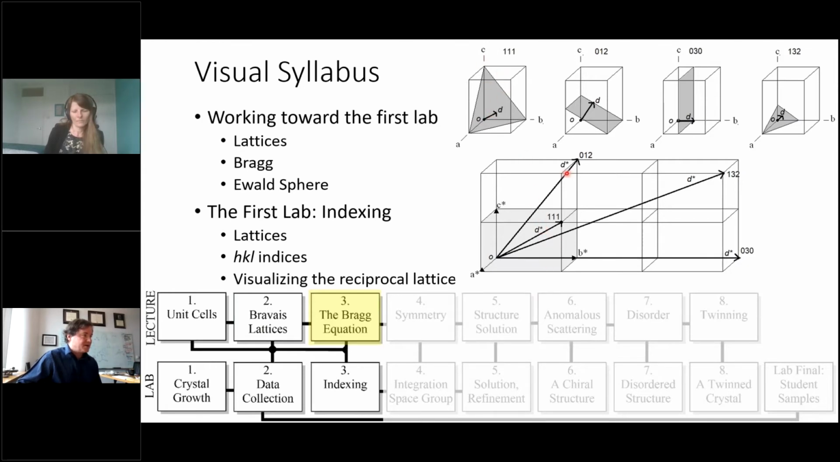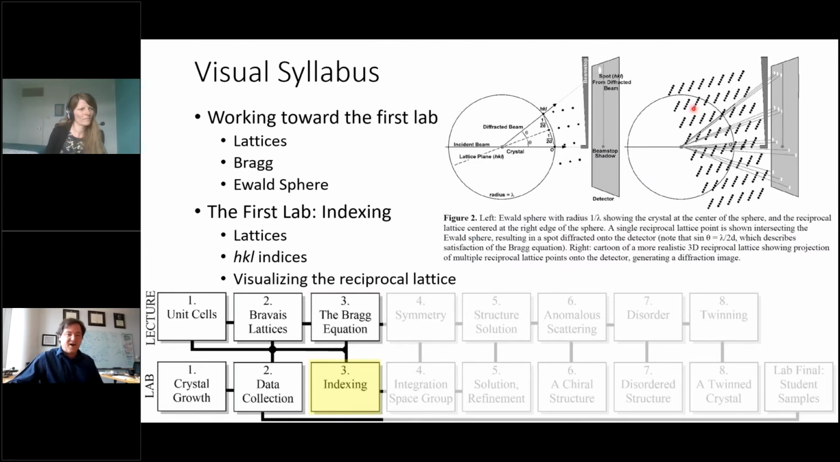So the 111D and the 111D star are parallel, but they're reciprocals in their length. The longer D vectors represent shorter D star vectors, although they're parallel to each other. And the shorter D vectors represent longer D star vectors in reciprocal space, and they sort of plot these things and begin to understand how reciprocal space is organized.